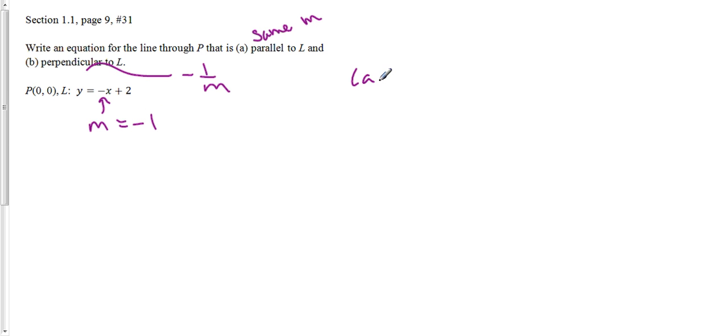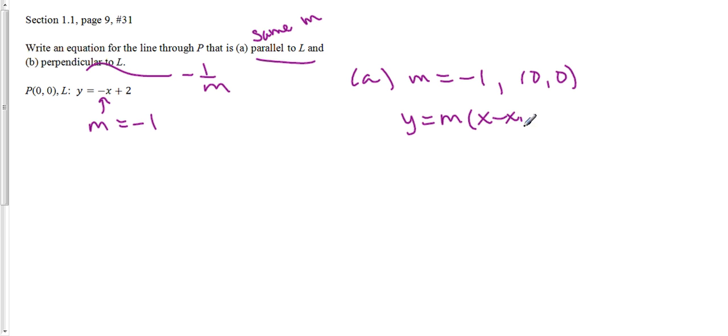So now if I want to write the equation of a line that's parallel to L, well, I have a slope, negative 1, and I have a point because that line has to go through point P, which is (0, 0). Now I think that the best way to write the equation for a line if we have a slope and a point is to use the point-slope equation, which says y is equal to m times (x minus x1) plus y1, where x1 and y1 are the coordinates of the point. So let's substitute in, and then we can make this look like a real equation for a line.